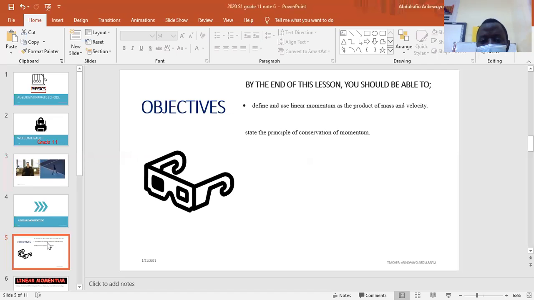All right, so let's look at the objectives that we have to learn in this lesson. We are going to define and use linear momentum. Then we are going to state the principle of conservation of momentum. These are the two objectives that we shall be talking about in this lesson, and I hope you are going to enjoy it.